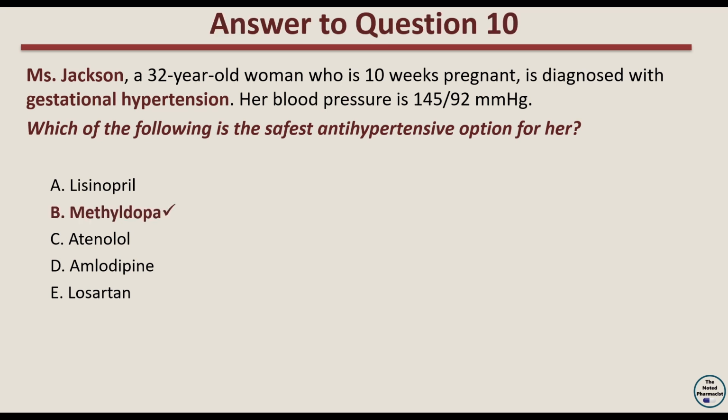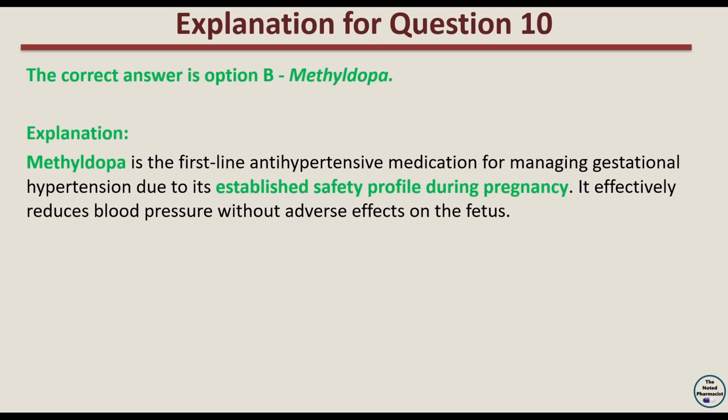The correct answer is option B, methyldopa. The explanation is as follows. Methyldopa is the first-line antihypertensive medication for managing gestational hypertension due to its established safety profile during pregnancy. It effectively reduces blood pressure without adverse effects on the fetus.